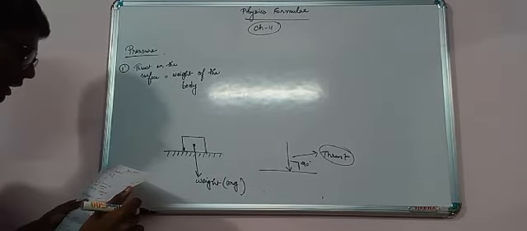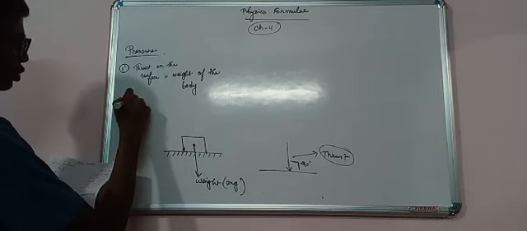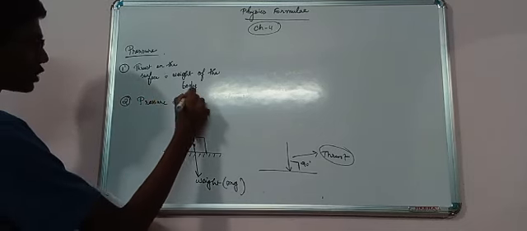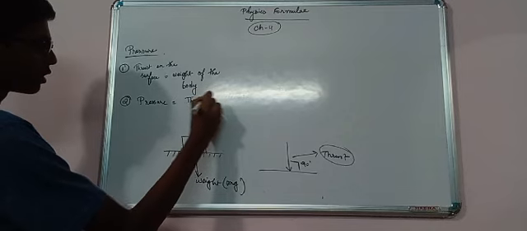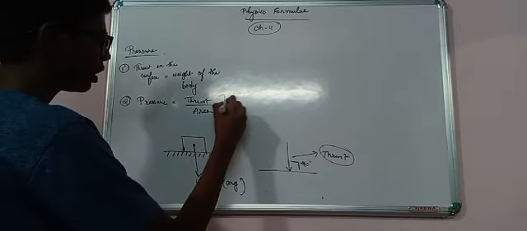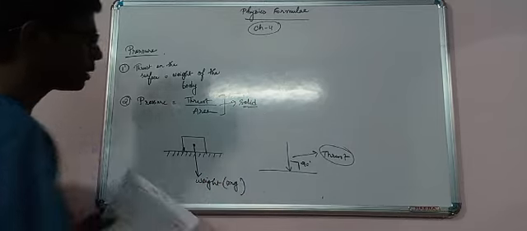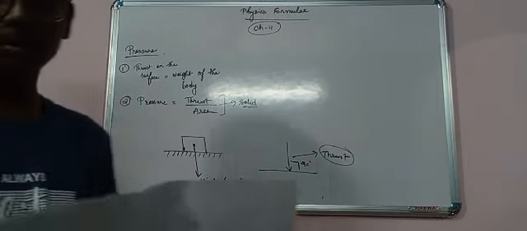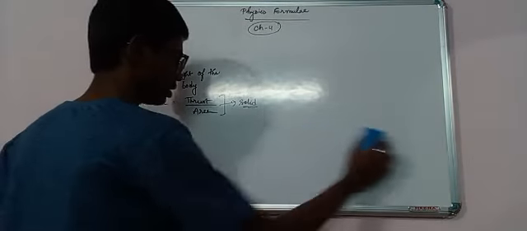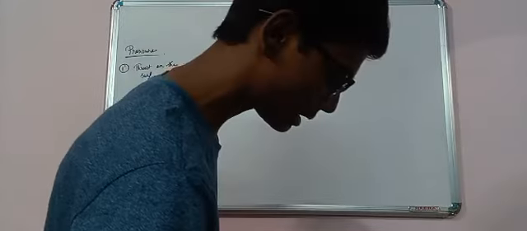The next formula is pressure equals thrust per area. Now this formula is for normal solid objects, because for liquids the formula changes. I'll come to that in a few minutes.